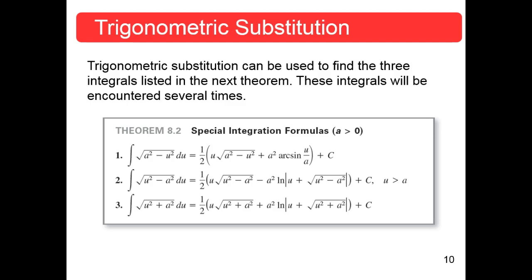Okay. So trigonometric substitution can be used to find 3 integrals listed in the next theorem. These integrals will be encountered several times, they promise. Special integration formulas, when a is greater than 0, some positive number. So here we have the integral of square root of a squared minus u squared. You tell me, what are you going to be using to do that? Which one?